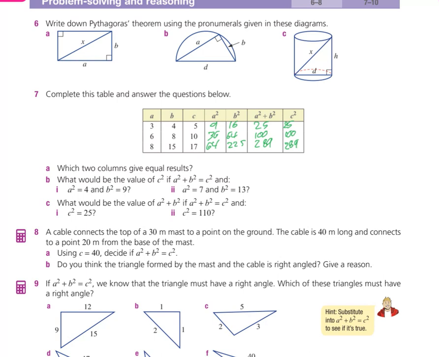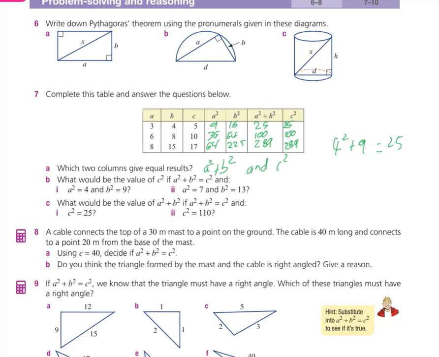Alright, which two columns gave equal results? Well, the last two. a squared plus b squared and c squared. What would be the value of c squared if a squared plus b squared equals c squared and a squared is 4 and b squared is 9? So 4 plus 9, that will be 25. c squared will be 25 for the first one.